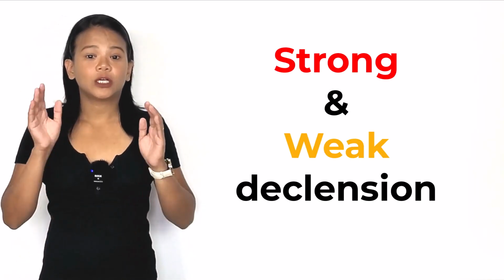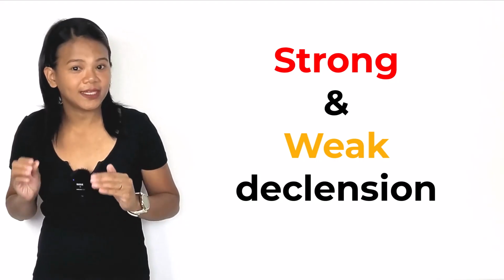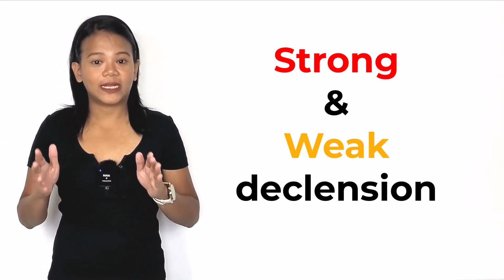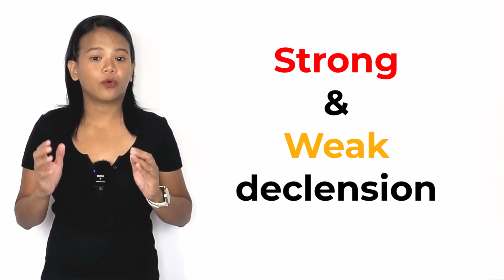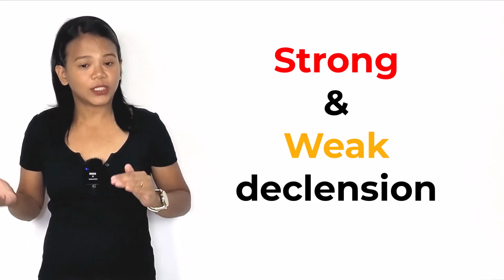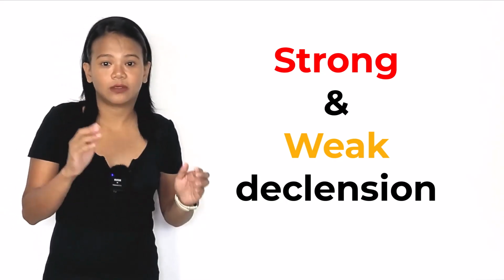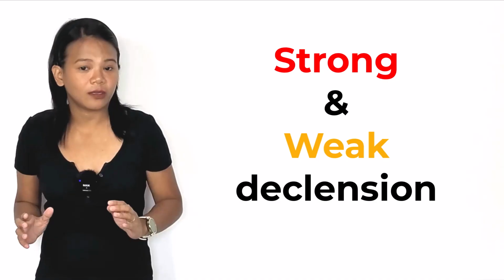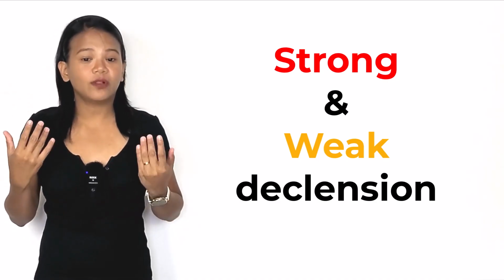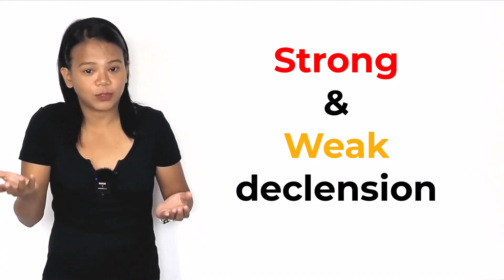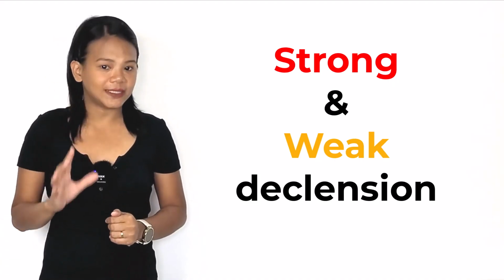In German, there is something called strong and weak declension. This happens when you describe a noun with an adjective and an article or a pronoun. There are changes and rules that affect the adjective or the article or the pronoun. In this video, we will focus on the strong and weak declension in the nominative case, which is the subject of the sentence, step by step.